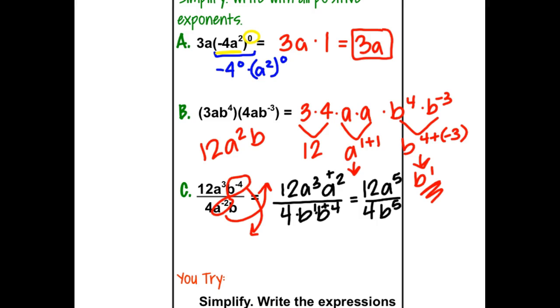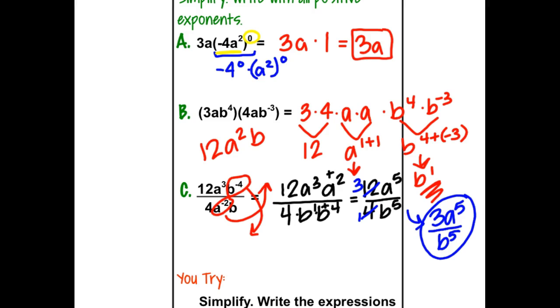Now, can't we simplify that fraction? 12 over 4? Absolutely. We know that 12 divided by 4, when we divide those both out, gives us 3 over 1. So this actually means that my final answer is 3a to the 5th over, you could put 1b to the 5th. I'm a typical mathematician and don't like to have any more writing than I need to, so I'm just going to put b to the 5th.